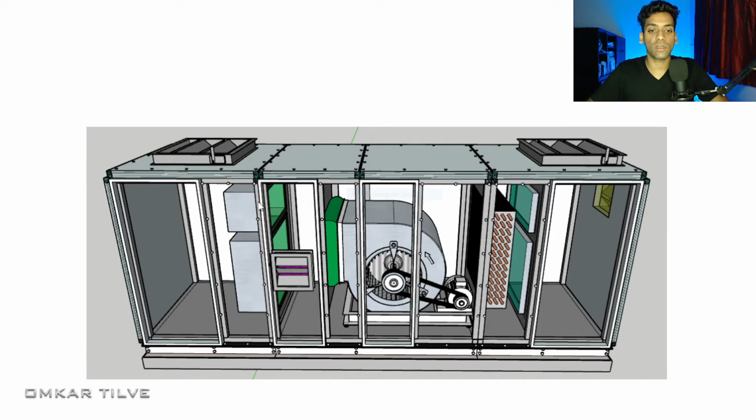This supply section consists of a fine filter which is usually 5 microns and it is non-washable. So once it gets choked, it needs to be replaced, and a supply air damper to which the supply duct is connected, and this supplies the air to the clean room.